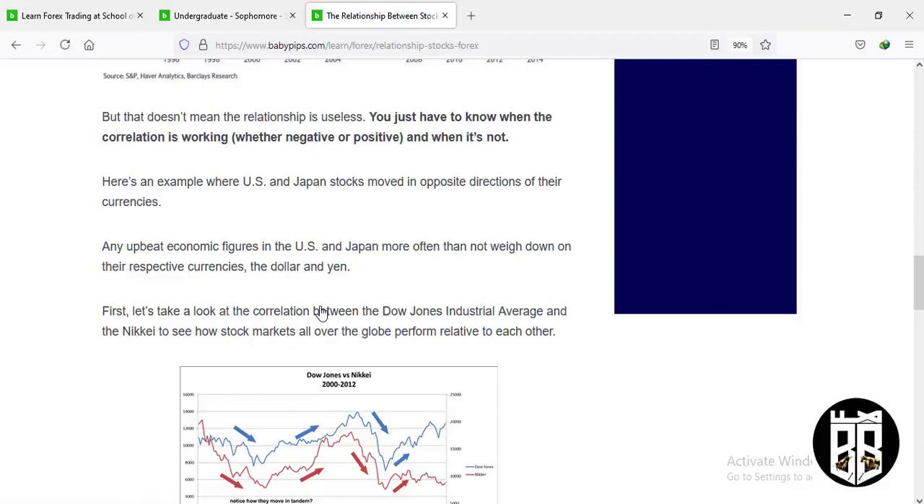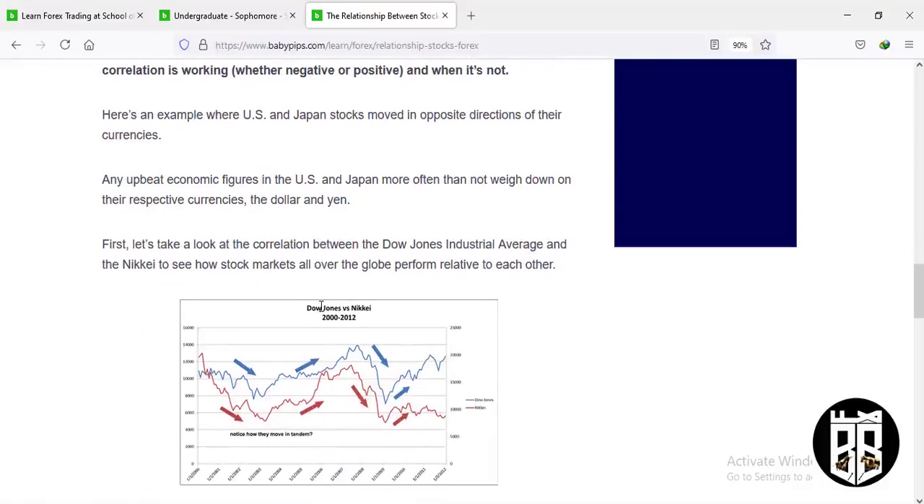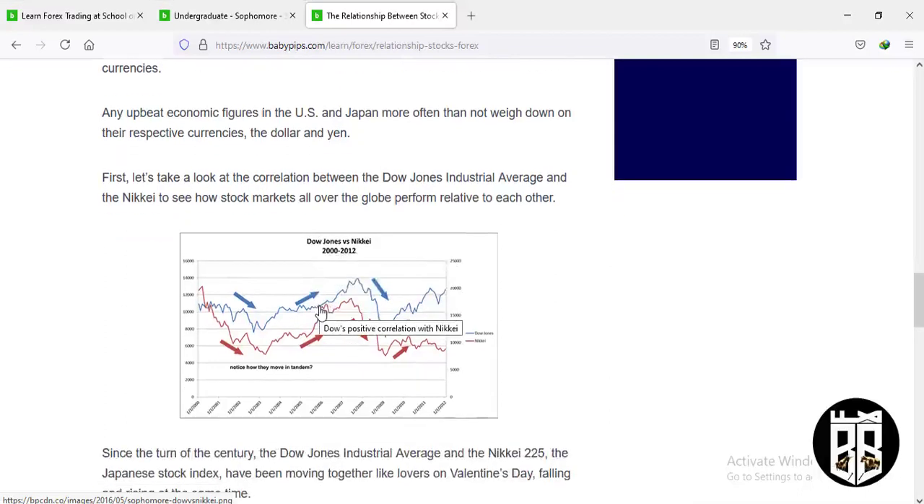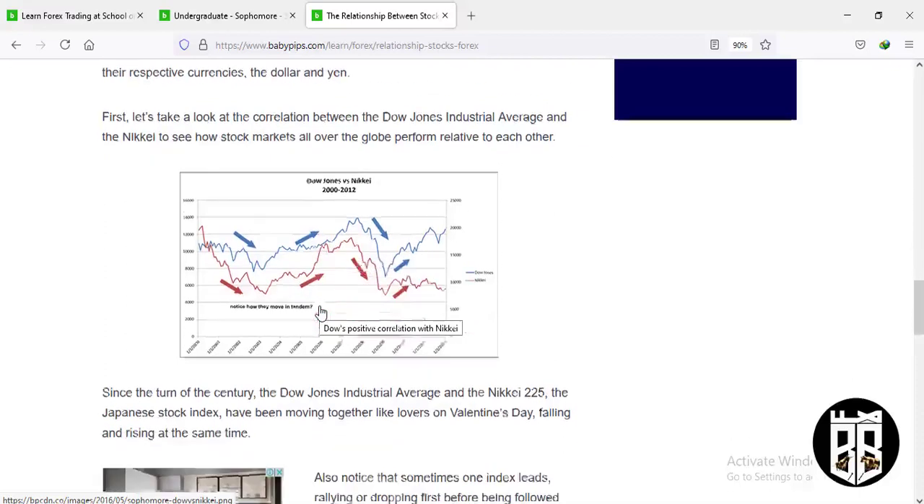Now let's look at an example of the US stock exchange and Japanese stocks as well. They moved in opposite directions of their currencies. Any economic figures in the US and Japan are more often than not weighing down their respective currencies, the dollar and the yen. So first, let's take a look at the correlation between the Dow Jones Industrial Average and the Nikkei to see how stock markets all over the globe perform relative to each other.